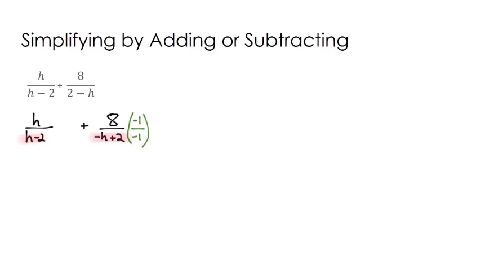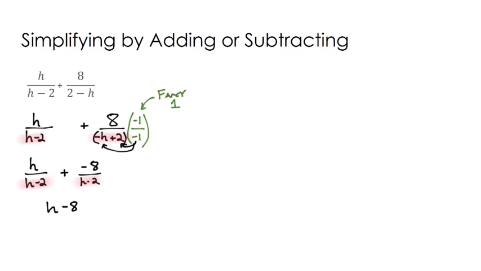Because now this is just anything over itself is 1, so that's just our fancy 1. And by doing that, what we create is h over h minus 2 plus, over here in our numerator, we'd have negative 8. In our denominator, I would distribute that negative 1 into both terms, and you'd have h minus 2, which now we've created that common denominator that we want, and we have our final answer.